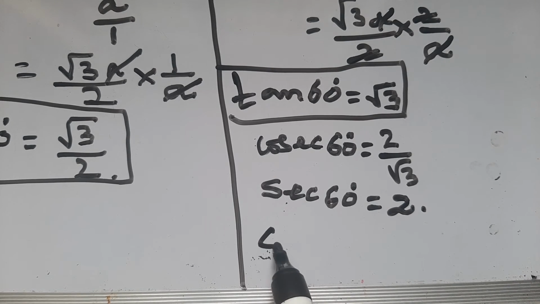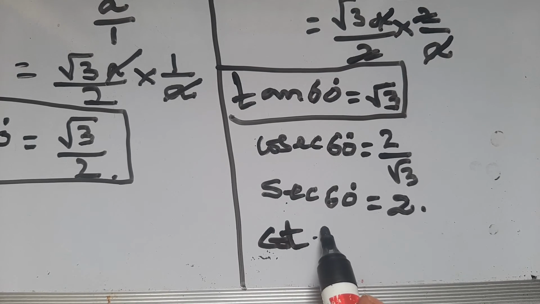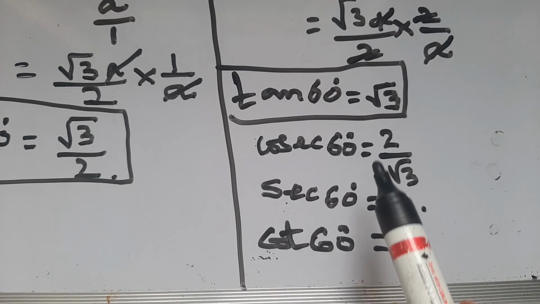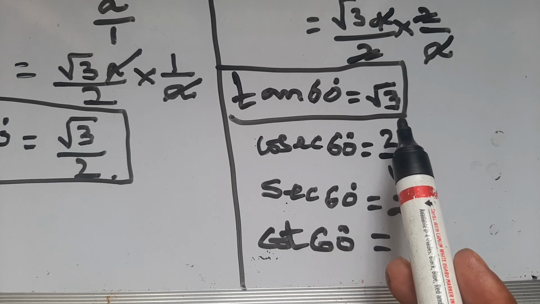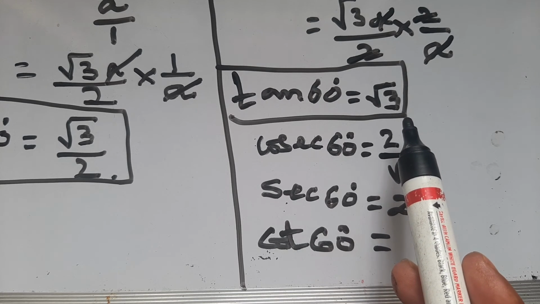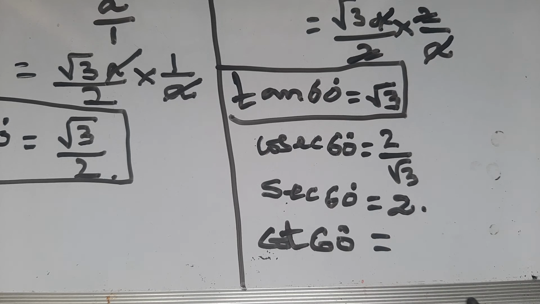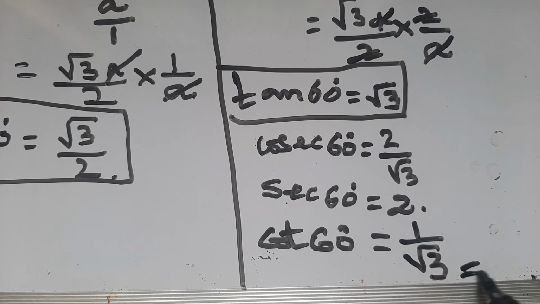And similarly cot 60. Cot 60, that means tan 60 how much? Root 3, and cot means we have to write the reciprocal. So that is 1 by root 3 that will come there. Cot 60 is 1 by root 3. So these are the values we discussed about the trigonometric ratios of 60 degrees, how they are getting the values.